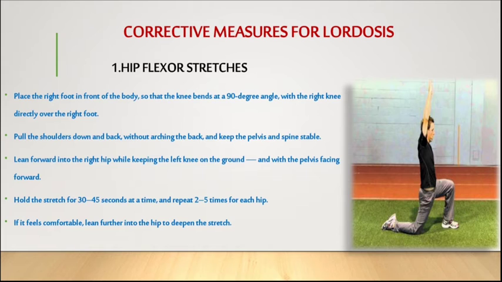Then second step is pull the shoulders down and back without arching the back, means do not bend your back with an arc movement, and keep the pelvis and spine stable. Then third step is lean forward into the right hip while keeping the left knee on the ground and with the pelvis facing forward. Then fourth step is hold the stretch for 30 to 45 seconds at a time and repeat two to five times for each hip.